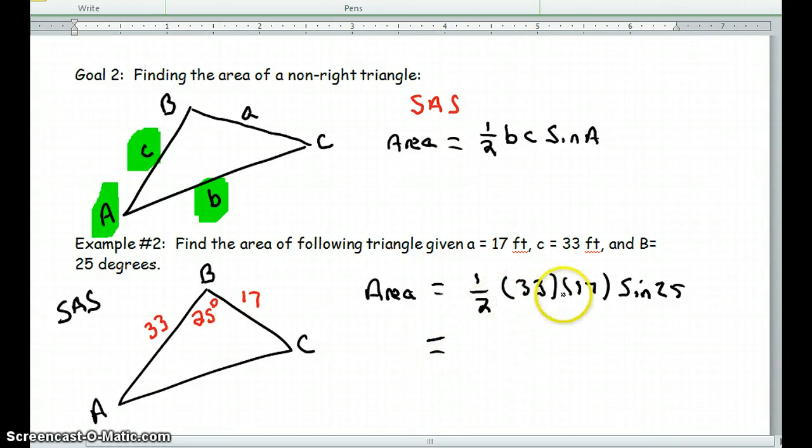And you just run this through your calculator. Again, make sure you're in degrees. And you should get 118.54. And since this is area, it's going to be feet squared. Again, we cannot use Pythagorean theorem. We can't use SOHCAHTOA. And we can't just say area is half base times height because this is not a right triangle. All right, that'll do it for today.